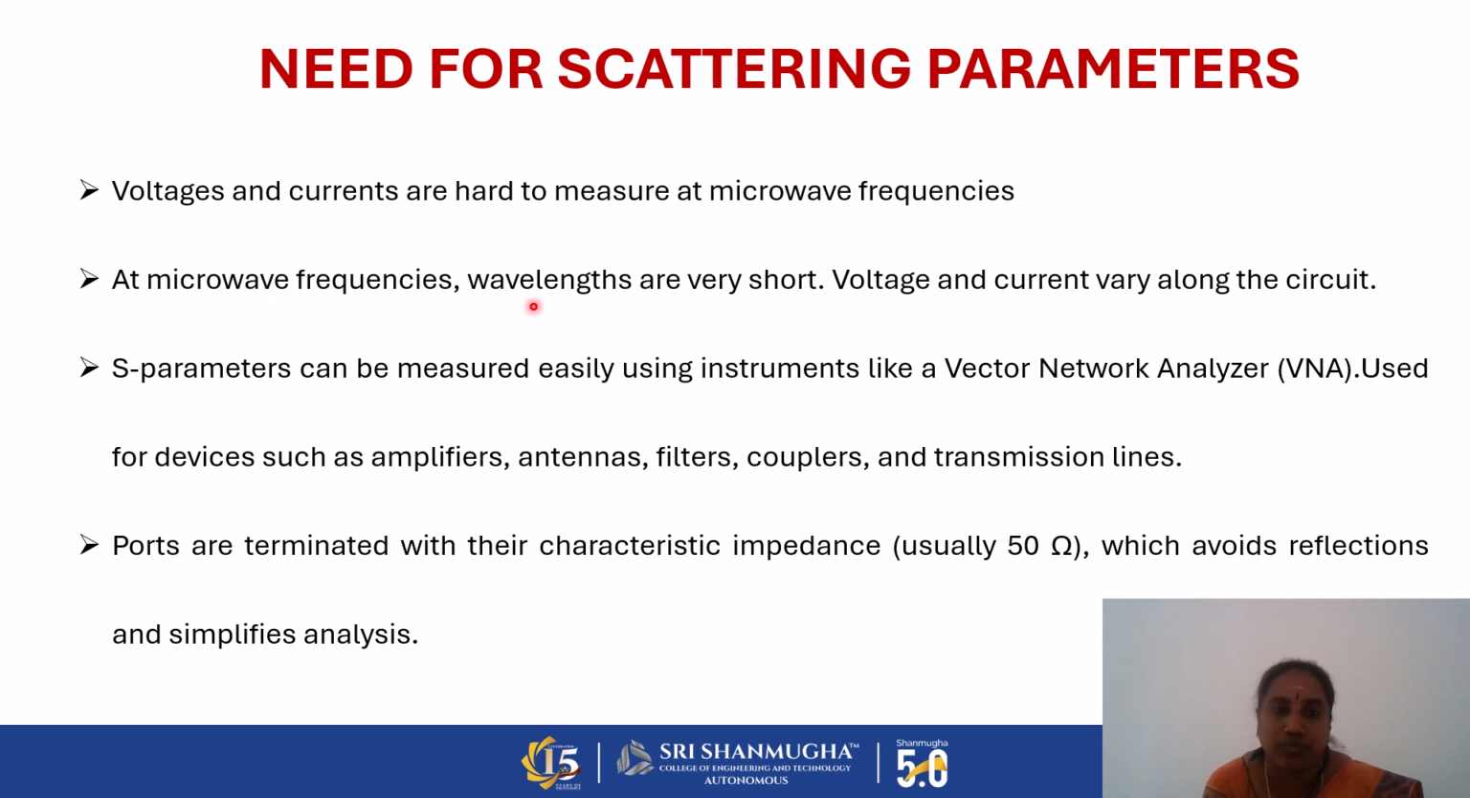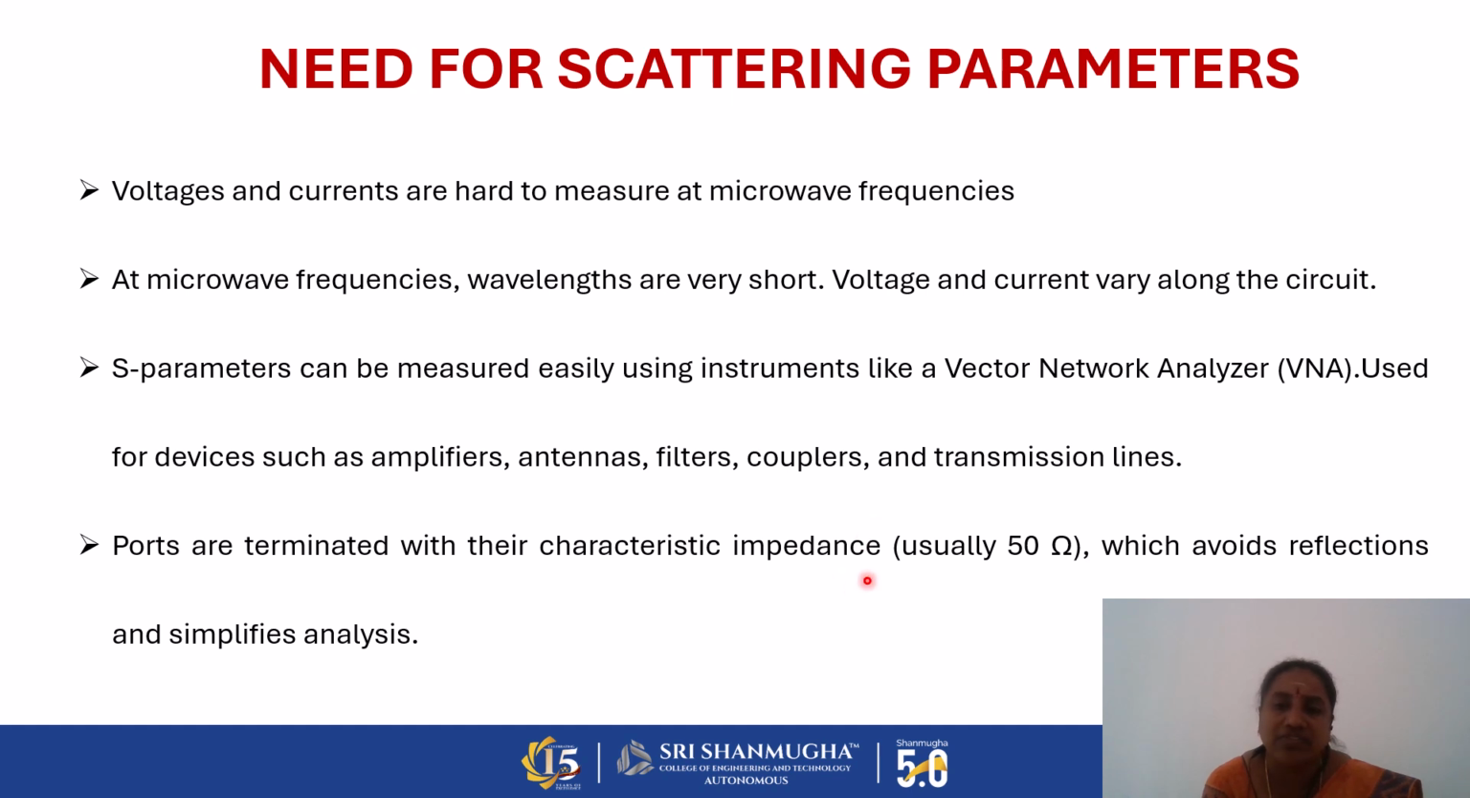At microwave frequencies, once the frequency range is high, the wavelength is very short. At that time, voltage and current levels are very difficult to measure. So we use the scattering parameters. Separately, we use an instrument called the VNA, the vector network analyzer. By using the vector network analyzer, we generally measure the transmission coefficient and reflection coefficients of the scattering parameters. That is the main purpose of the VNA device.